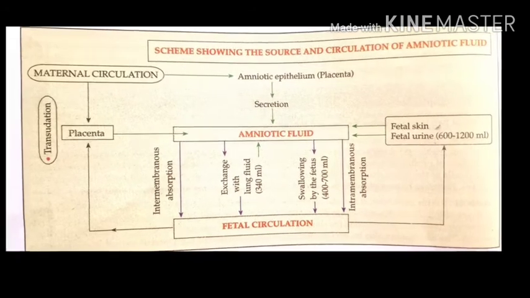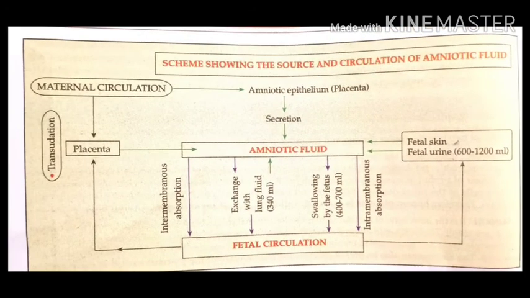So this is a scheme showing the sources and circulation of the amniotic fluid. It means production by two processes, through the maternal and through the fetal. Okay, and removal happens by fetal swallowing and intramembranous absorption.